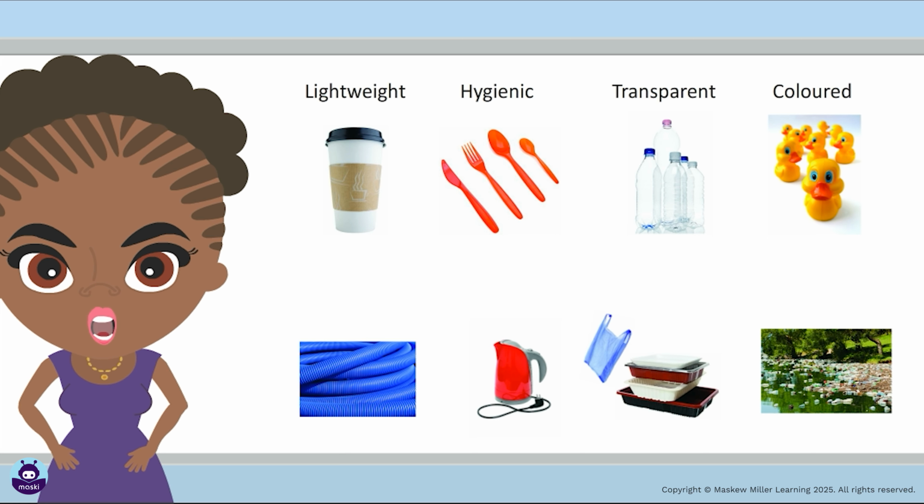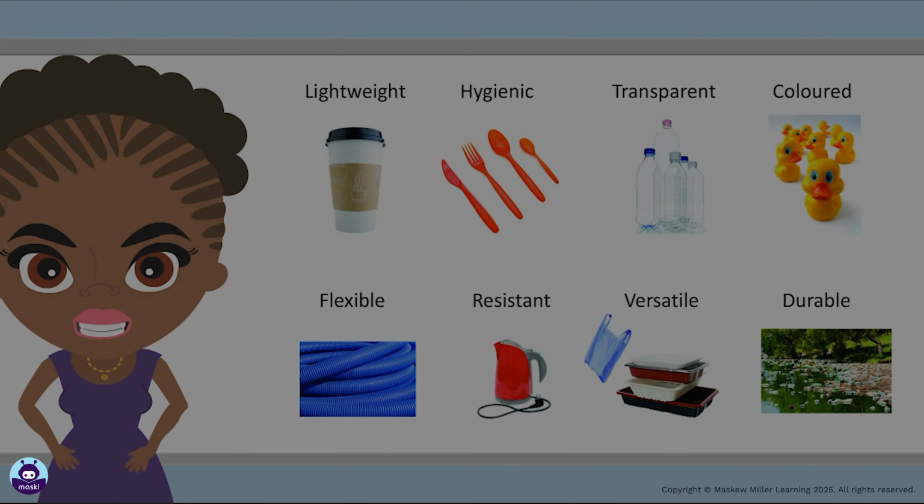Here are other thermoplastic properties. They are flexible and can bend easily without breaking. They can resist heat and water and can resist the flow of electrical current. They are versatile and can be used in a wide range of products. They are durable and degrade very slowly. This can have positive and negative effects.